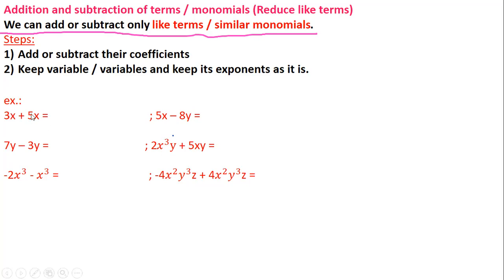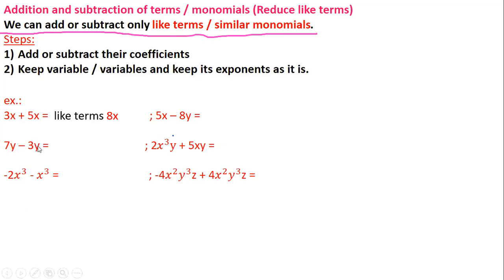Yes. I will give you an example. 3x plus 5x. What is the first monomial? 3x. The second monomial. 5x. Are they like or unlike? They are like terms. Because they are like terms, I can add them. What do we do? Add their coefficients. 3 plus 5 is 8, and we keep the variable as it is. So the x stays x, we do not change the exponent, right?